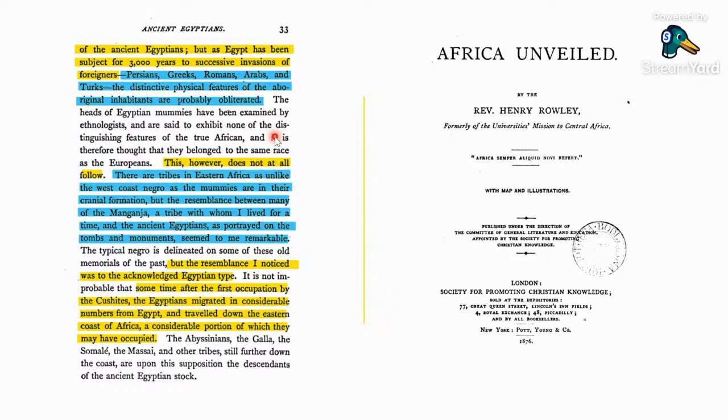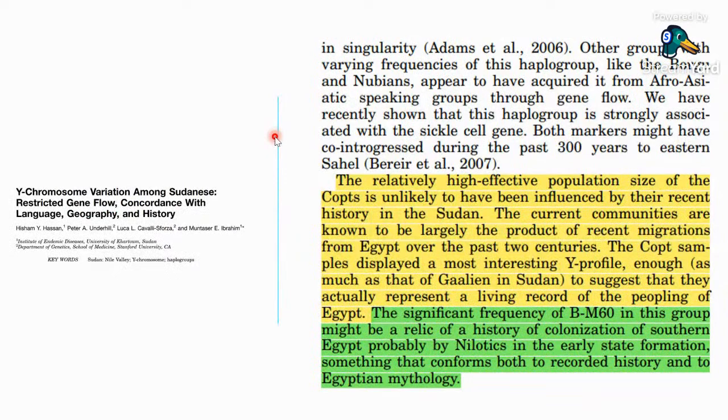Why is that important? Because if we go back to this study, Y chromosome variation among Sudanese: restricted gene flow, coordinates with language, geography, and history. It actually mentions that you have Coptic descendants or Coptic Egyptians who migrated down into the Sudan or Nubia, like the last source just said. So let's read what it brings out about these specific Coptic Egyptians.